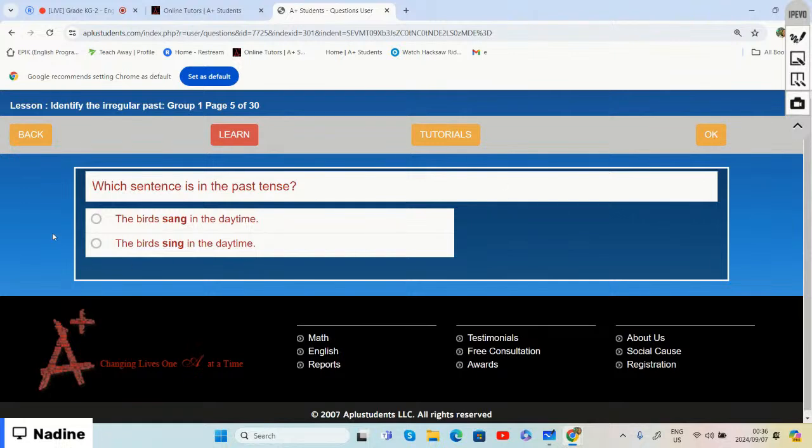All right. What is the past tense of the word sing? Or should we say, which sentence is in the past tense? Do we say the birds sang in the daytime or the birds sing in the daytime? Which one is correct? Sang or sing?